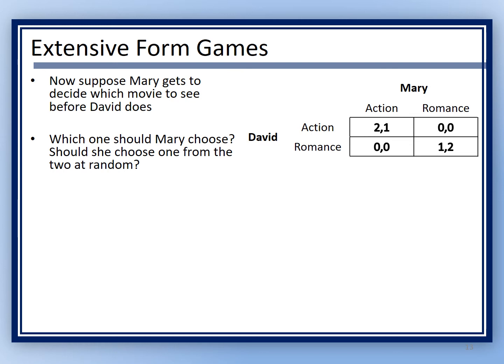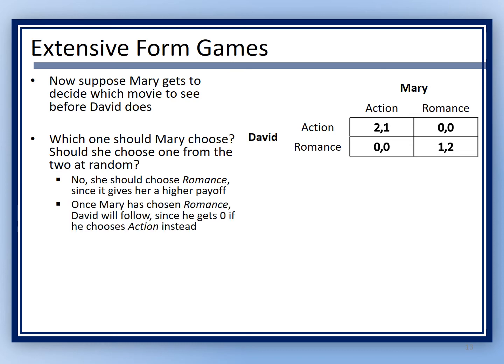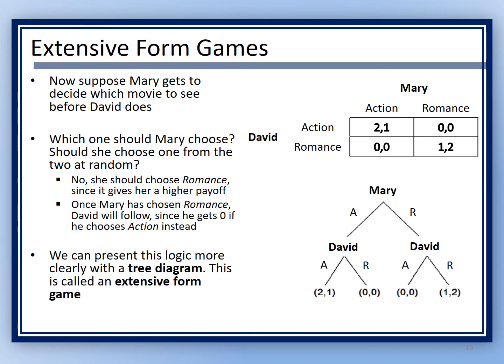If Mary gets to choose first, is she going to just choose one by random? Probably not. She probably wants to choose the one that is better for her, which is the romance movie. She likes the romance movie. She knows that David is going to follow her. So why shouldn't she choose the one she likes? She should. So David is going to follow her in choosing the romance movie.